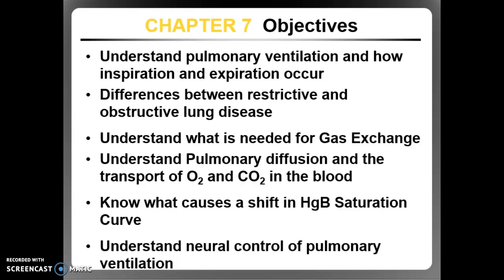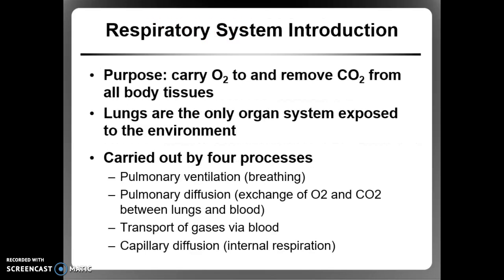this hemoglobin saturation curve, and it'll shift kind of right or left. We'll talk about it shifting as we exercise, which helps to release oxygen so our muscles can use that. Take it down to the mitochondria, and then we'll go into a little bit of the neural control of the pulmonary ventilation. So, the purpose of the respiratory system is to carry oxygen and remove CO2.